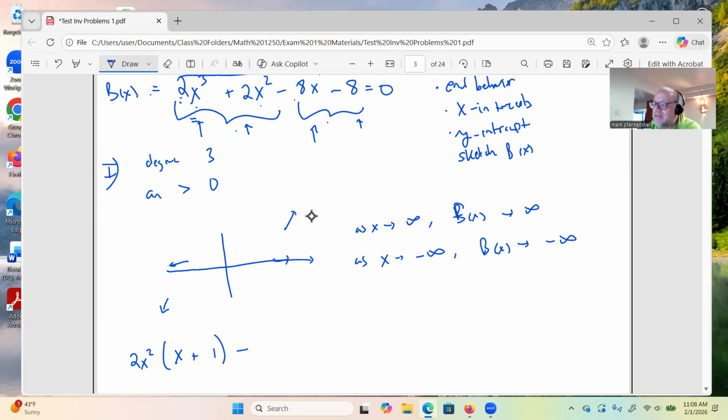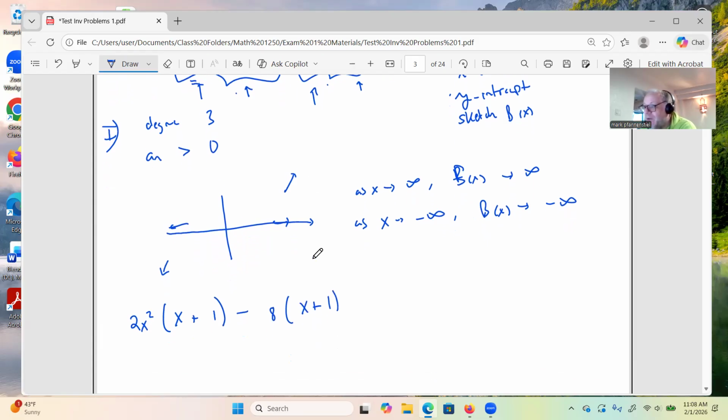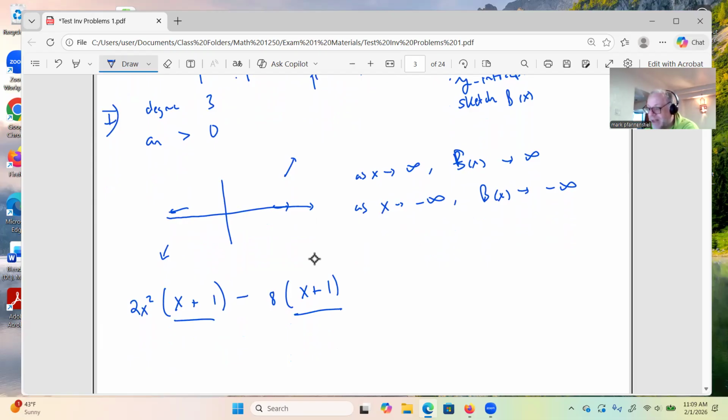Next, let's pull out the second pair. What is left over in the second pair? It looks like a minus 8. And if I pull that minus 8 out, we're going to end up with an x plus 1. Now these are the same. We can factor by grouping.